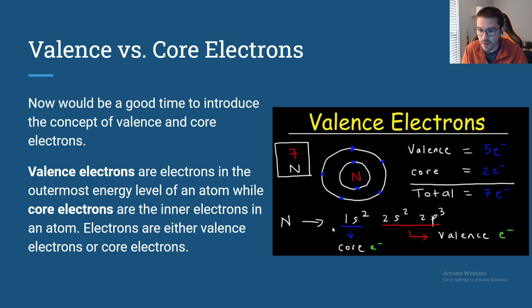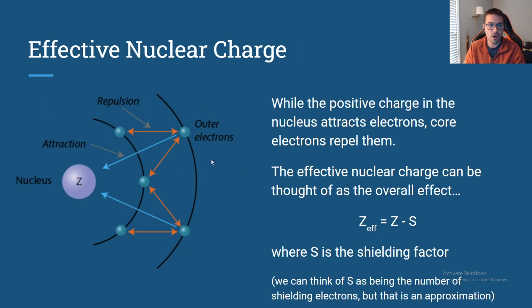If you look at the electron configuration for nitrogen, you can figure out where these electrons are. So the core electrons are the electrons in the 1s orbital, while the valence electrons are the electrons in the 2s and 2p orbitals, 2 plus 3 equals 5, so those 5 out there. Okay, so let's get back to talking about effective nuclear charge, now that we have some vocabulary to use.